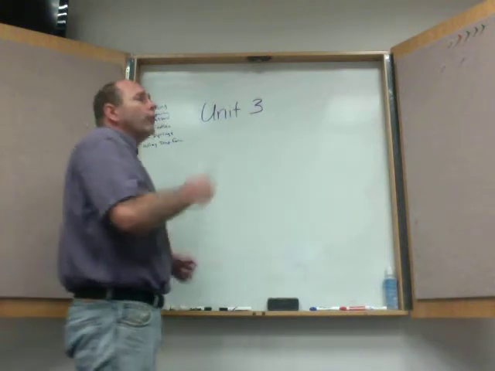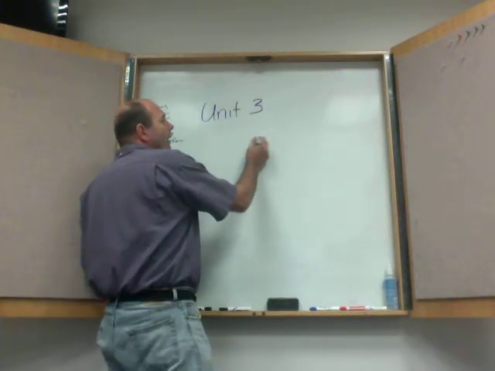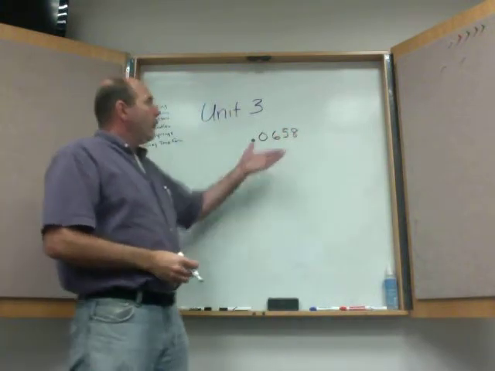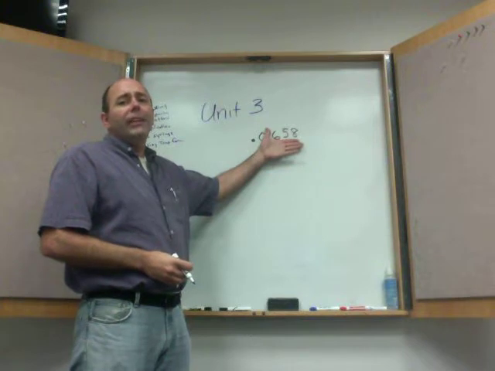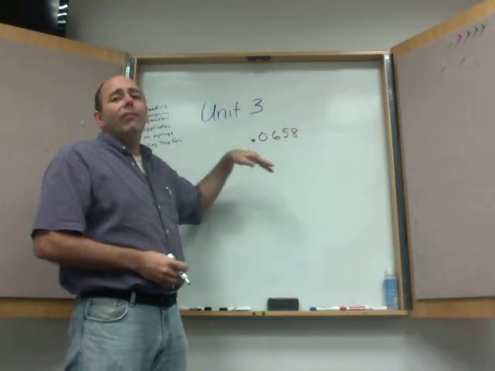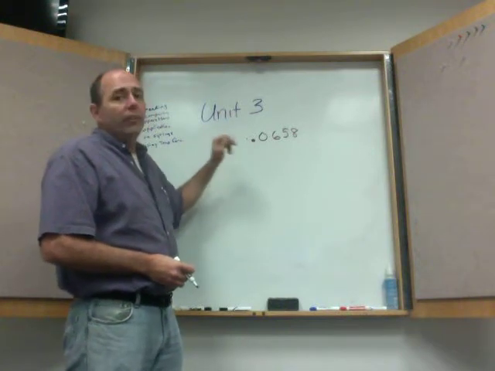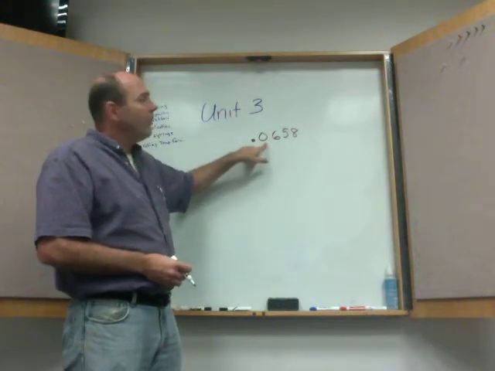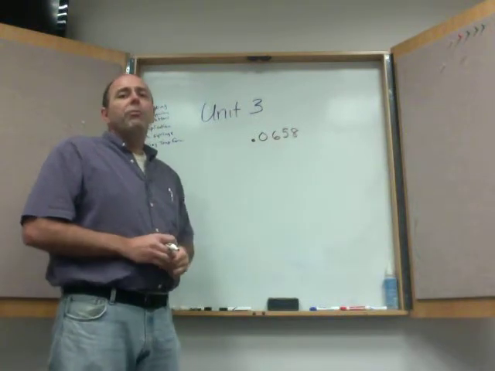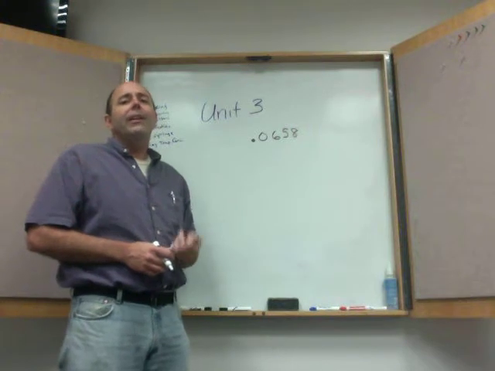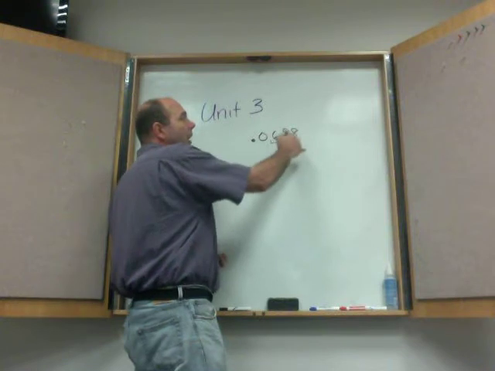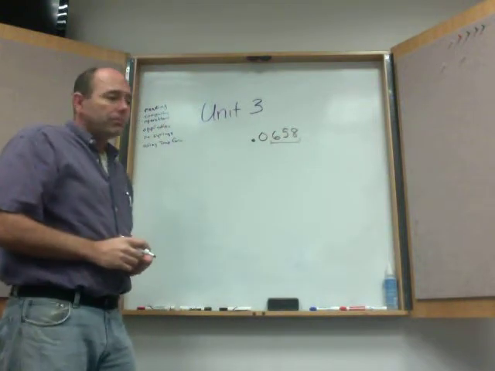Reading decimals, how do you read a decimal? So if I have a number like, all I'm looking at right now is this 658. That's an easy number to read. Everybody knows how to read 658. Now I have to find out what's the place value of that 658. I have tenths, hundredths, thousandths, 10,000ths. So I'd read this as 658 10,000ths. Because all I'm doing is reading the whole number and then the place value of the last digit.